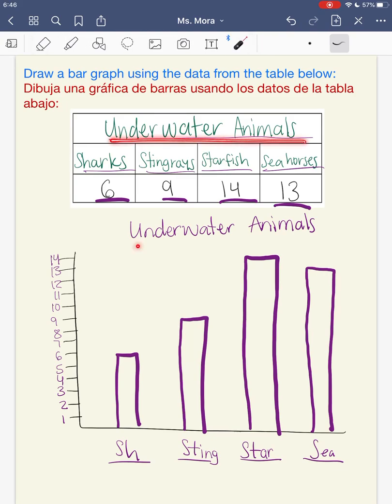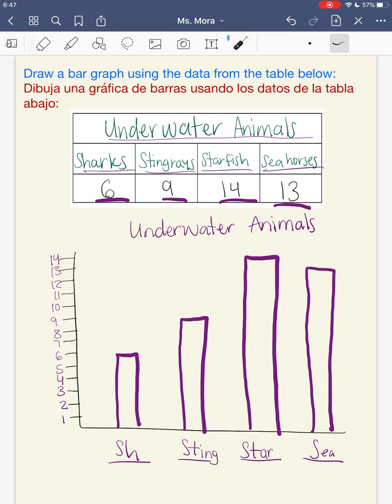So I have my title, underwater animals. I have my 4 categories down here. And I have 6 sharks, which is here. I have 9 stingrays, 14 starfish, and 13 seahorses.